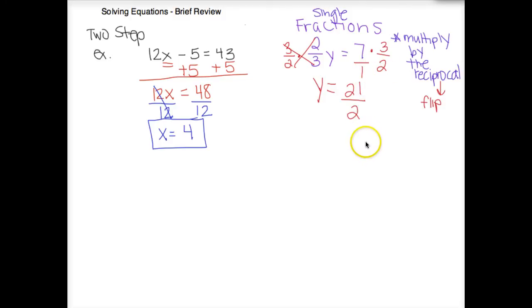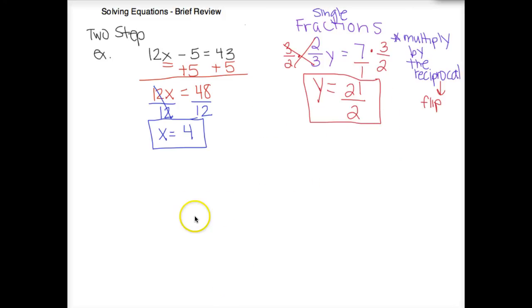Now, unless there is already a decimal in the problem, or unless it's a real life situation, all of your answers in Algebra 2 should be in simplest fraction form, improper fraction form. 21/2 does not reduce. Do not write it as a decimal because there was no decimal in the original and it's not a real life problem. So leave it just like that.